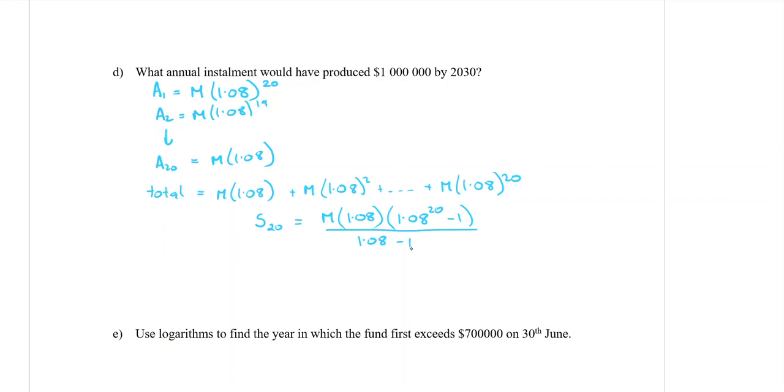Okay, but now that I have this equation, I can say what I want this sum to be. It said that we want to make sure that we clear $1 million in the 20 years. So we're going to put $1 million over here for the sum, and then we can solve the equation to find out what M is. What can I do with that? We could divide the 1.08 by 0.08 just to get rid of the fraction, which I think makes 13.5, is that right?